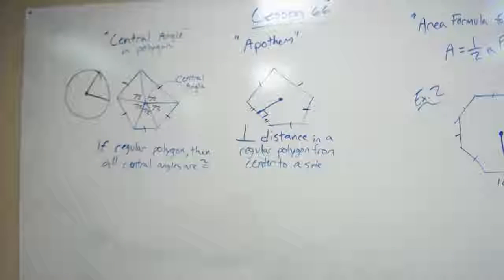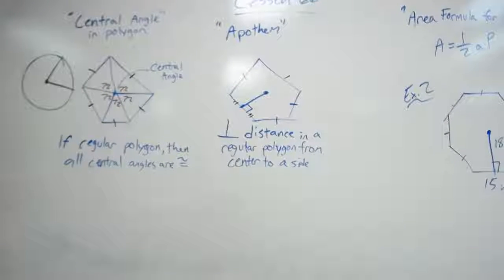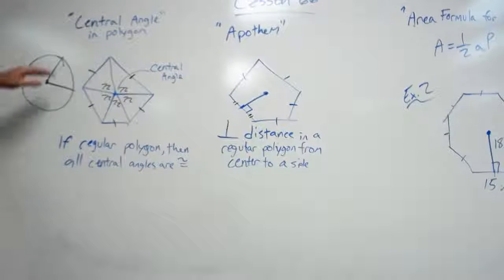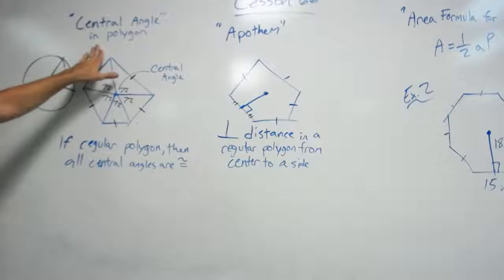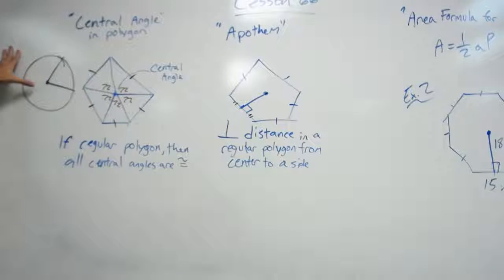Lesson 66. Let's look at finding the area of polygons in perimeter, regular polygons. We have a couple of definitions we're going to need to look at first before we move on to the areas. First one is the central angle in a polygon. Well, central angle, we've seen that before. We've seen that from a circle.